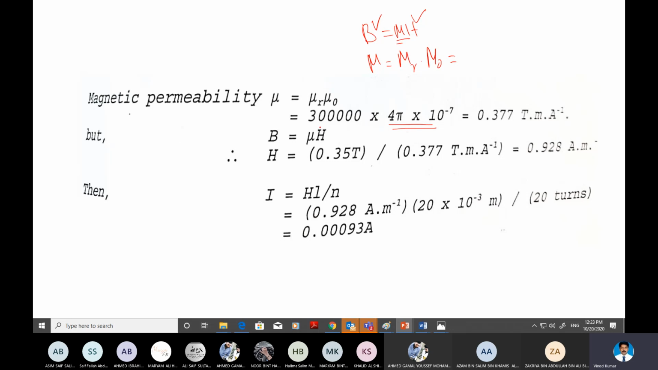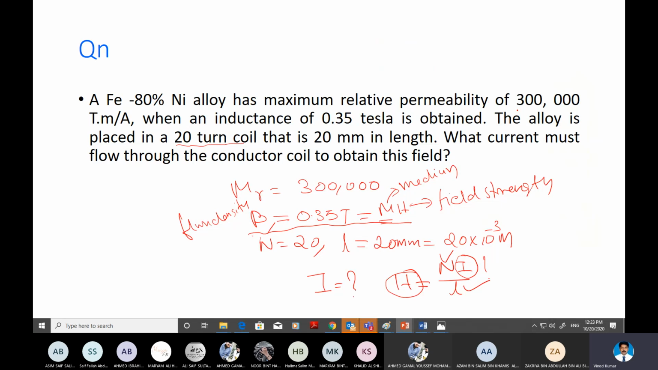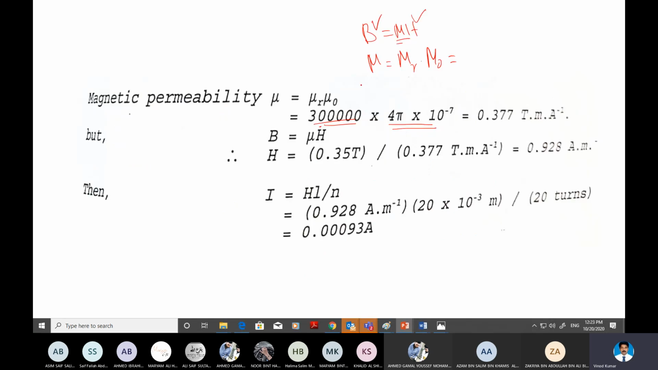This is vacuum, this is relative permeability, but the relative permeability is already given in the question as 300,000. So we have 300,000 multiplied by the permeability of vacuum, which is mu naught. You will get the permeability of the medium, whatever medium you are using, if it's a coil, whatever it is. So this becomes the permeability of the medium, and B is equal to mu H. You have mu, this value.